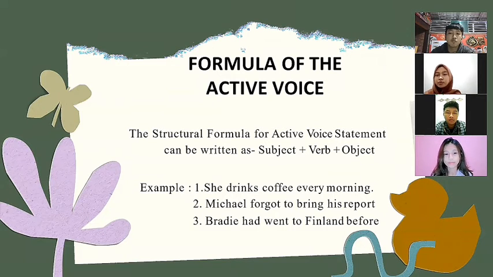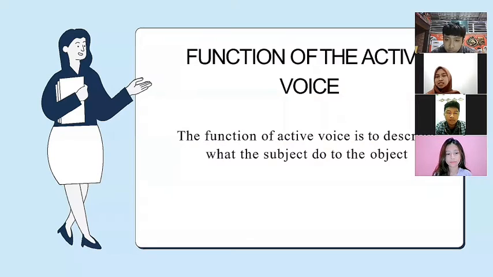Okay, then the formula of the active voice. The structural formula for an active voice statement can be written as subject plus verb plus object. For example, the first, she drinks coffee every morning. The second, Michael forgot to bring his report. And the third, Brady had gone to Finland before. Next.